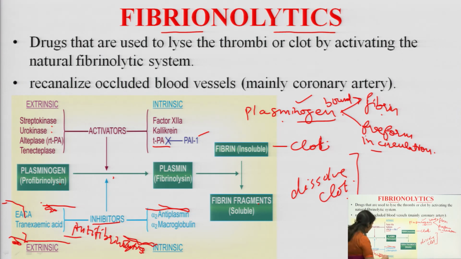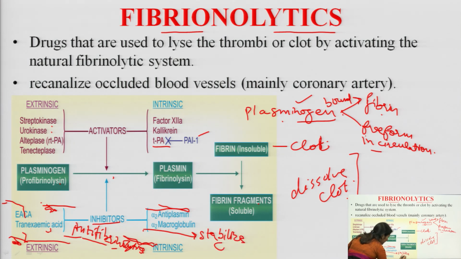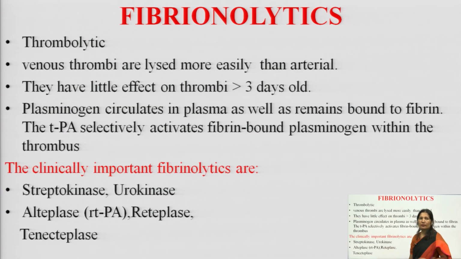The clot will not be able to dissolve in the presence of these antifibrinolytics, that is EACA and tranexamic acid. Epsilon aminocaproic acid and tranexamic acid are the antifibrinolytic drugs. These drugs stabilize the clot. So, this diagram shows the mechanism of action of fibrinolytics as well as antifibrinolytics. If it is clear, then you can easily understand their action.